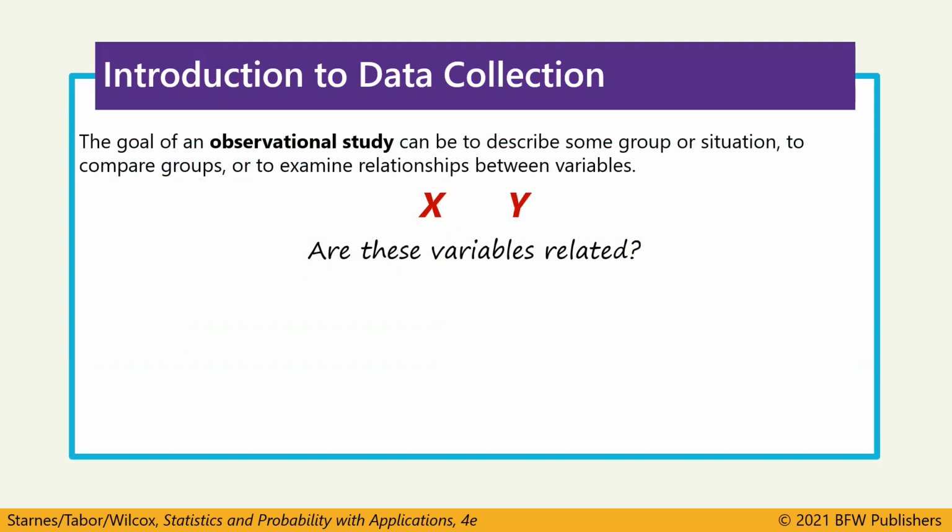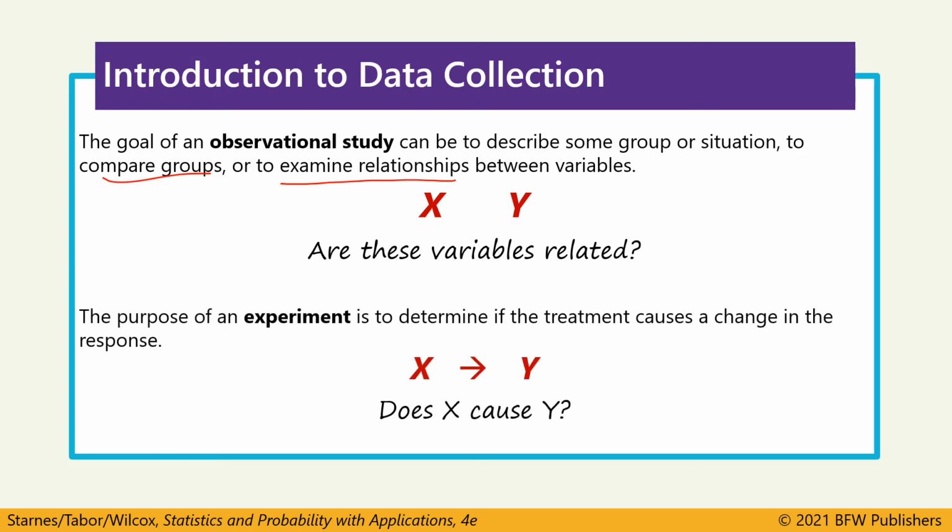Each of these types of studies has different objectives and different limitations. If we're doing an observational study, we're primarily looking to find some kind of relationship between the variables or to compare groups. Are the variables X and Y related? We can put them in a scatter plot. We can make segmented bar charts, etc. If we're doing an experiment, we're looking for a more specific conclusion. We want to say that X causes Y, and that kind of cause and effect conclusion can only be achieved through a randomized experiment.